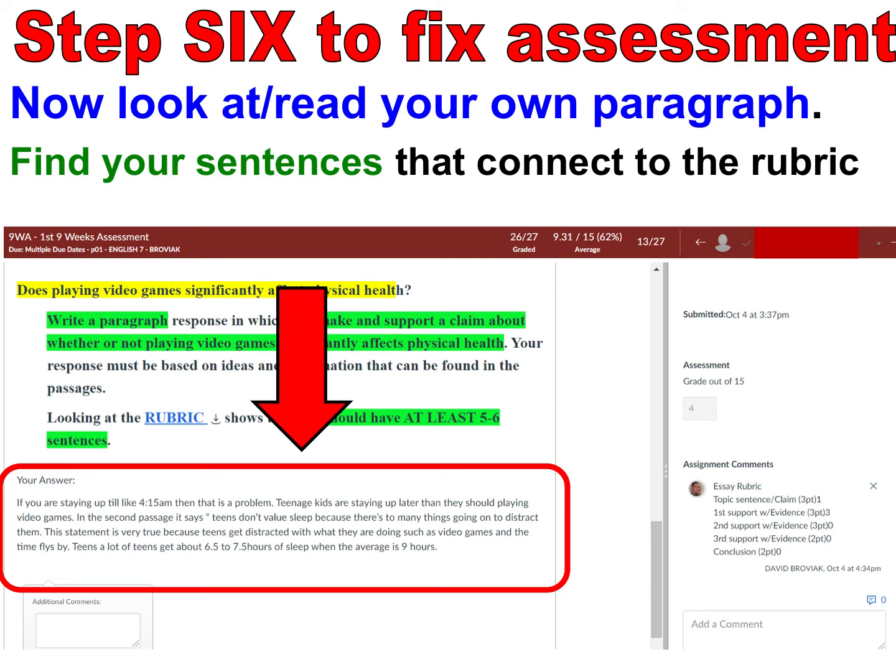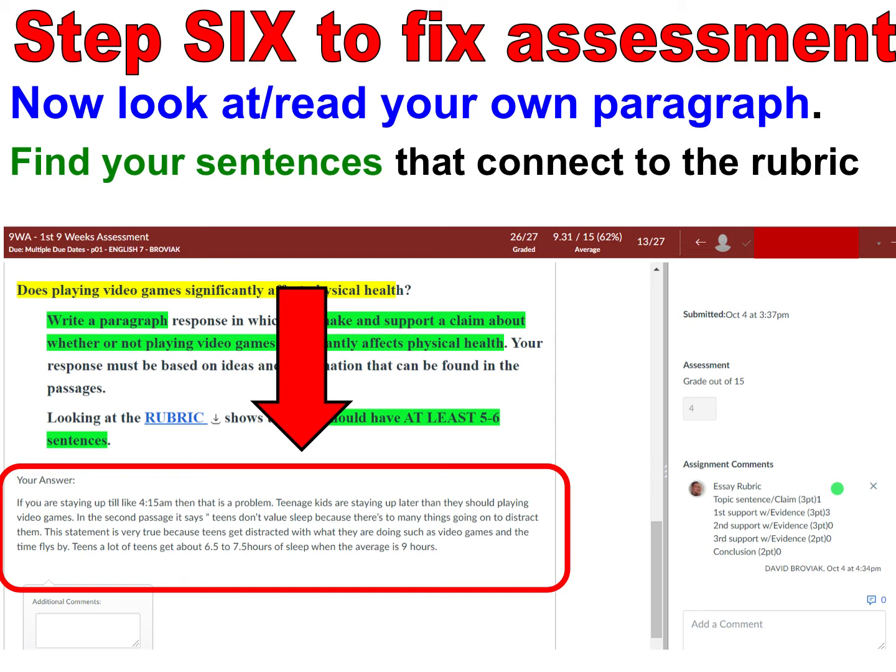did well on, like the topic sentence for this one, they only got the 1 out of 3 points over there on the right. So obviously their topic sentence is missing on here, where it says, if you are staying up till the 4:15, then that's a problem. That's their opening sentence. That does not tell me, it doesn't answer the question of, do video games affect your physical health? I need you to tell me video games are affecting your physical health, or video games do not affect your physical health, period.